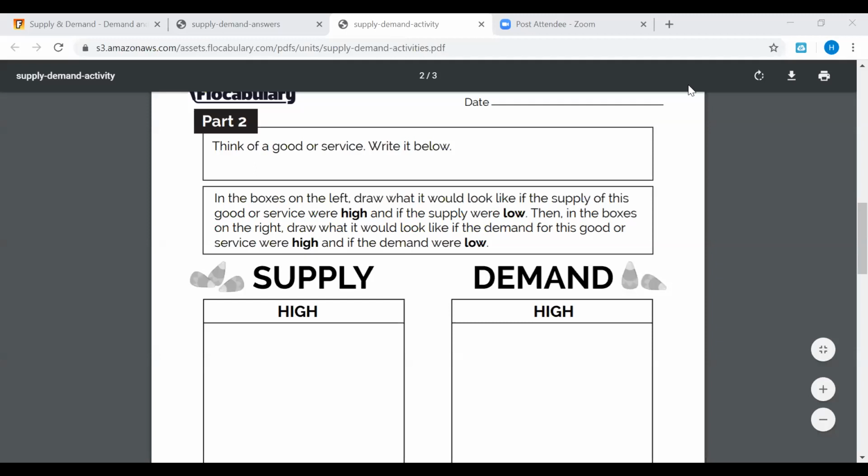Part 2 says, think of a good or service and write it below. And in the boxes on the left, draw what it would look like if the supply of this good or service were high and if the supply were low. Then in the boxes on the right, draw what it would look like if the demand for this good or service were high and if the demand were low.